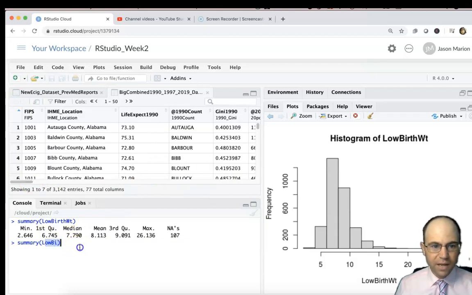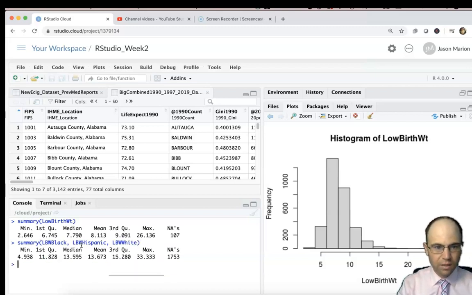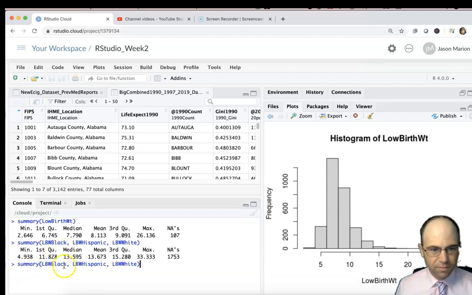So we've got some data in this data set: LBW black, LBW Hispanic, and LBW white. So we can look at LBW black. I'll see if it'll let me do multiple at the same time. Give it a shot. Okay, so that has all of those things kind of together. Doesn't make as much sense to me. We'll just do one at a time.